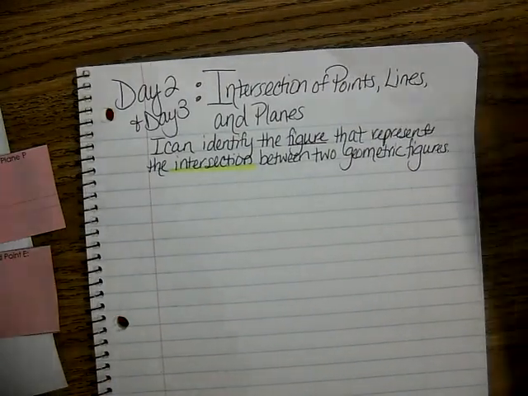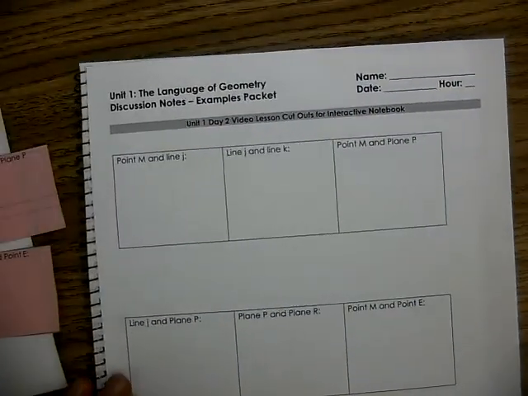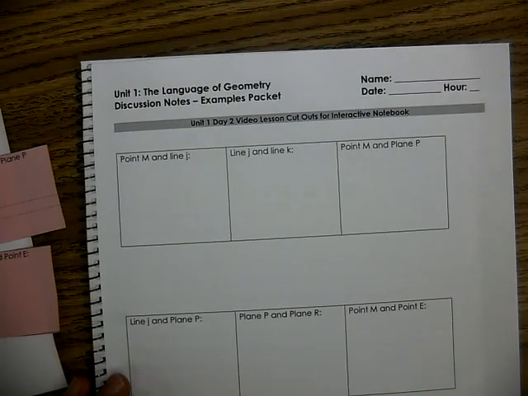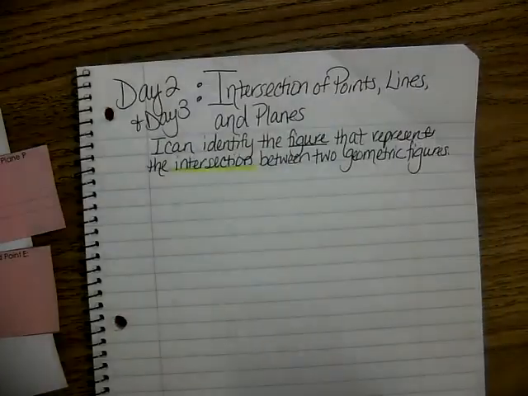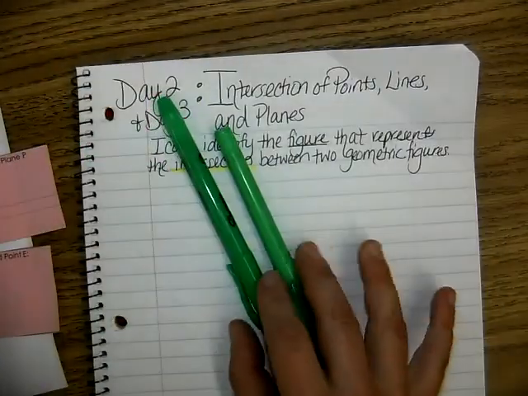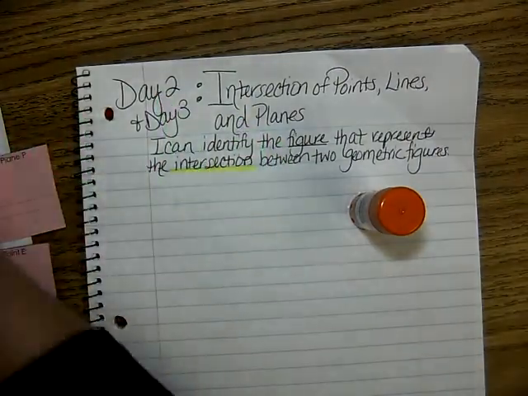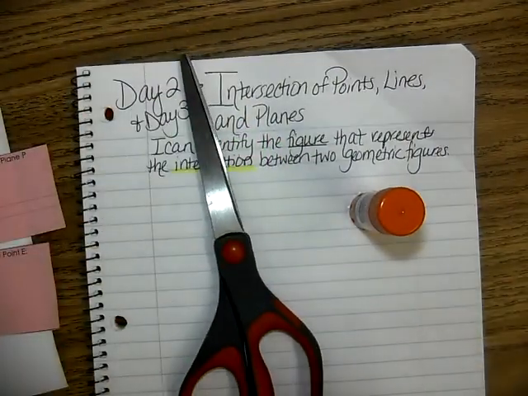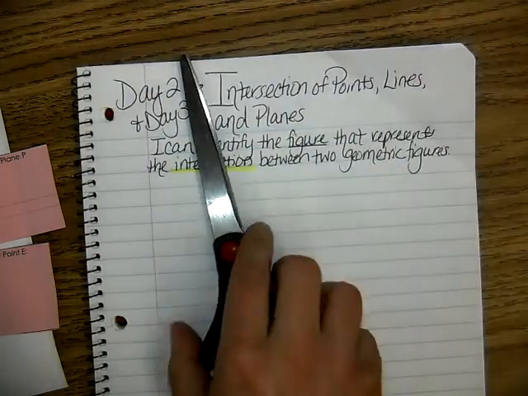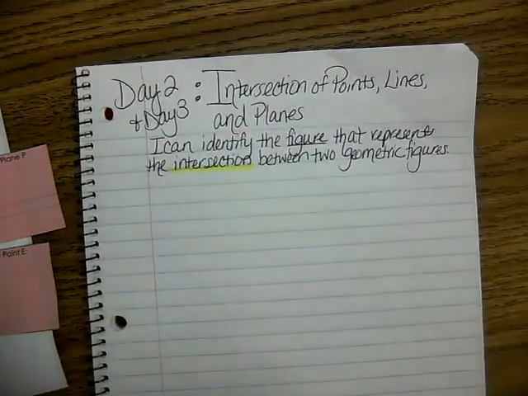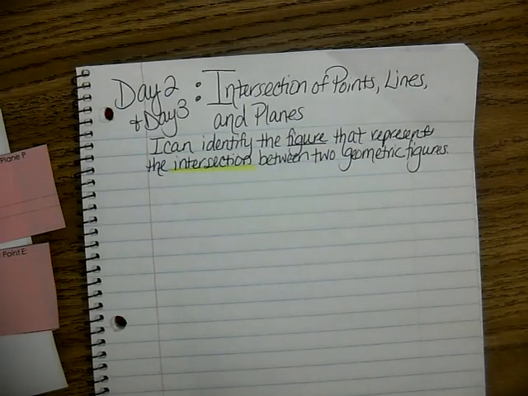You will need to print out the Unit 1 Day 2 video lesson cutouts for our interactive notebook, some highlighters, a glue stick or tape, and of course you will need scissors. Please pause the video to make sure that you have all of the materials that you need to get started for this lesson.